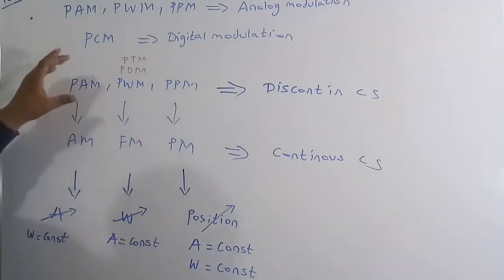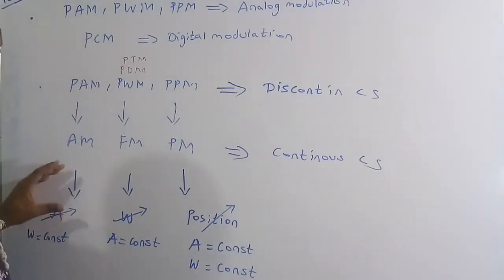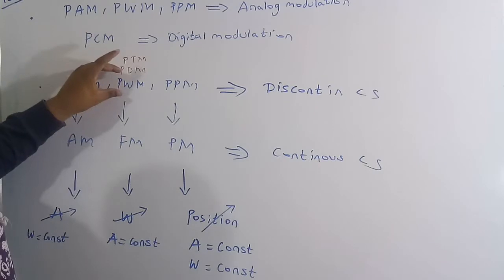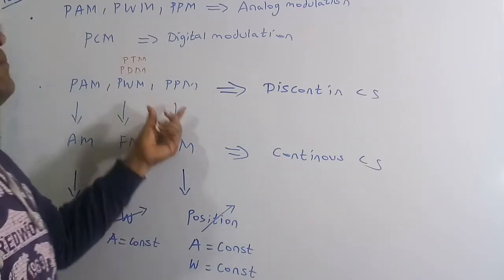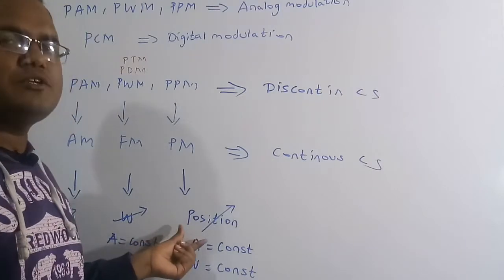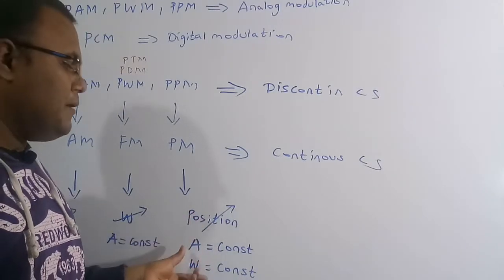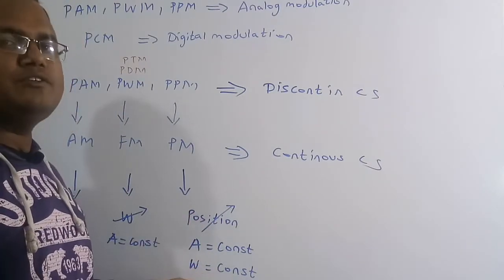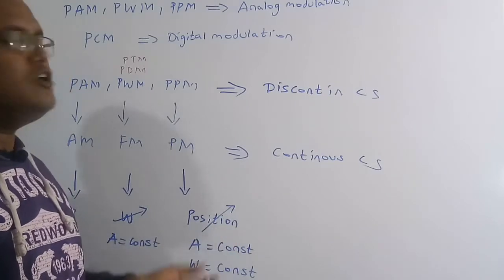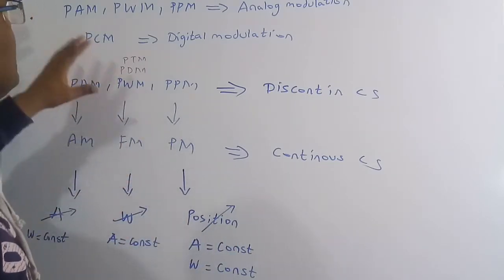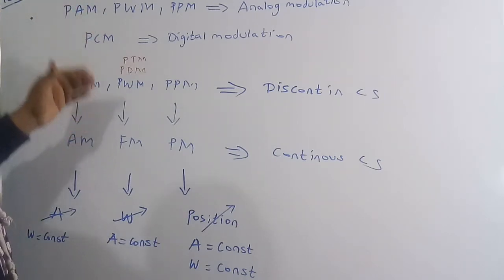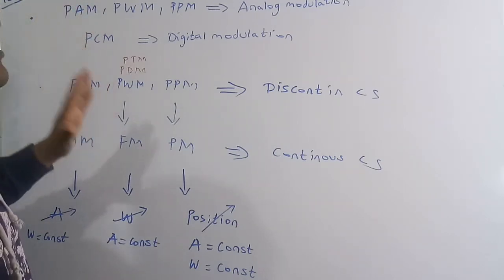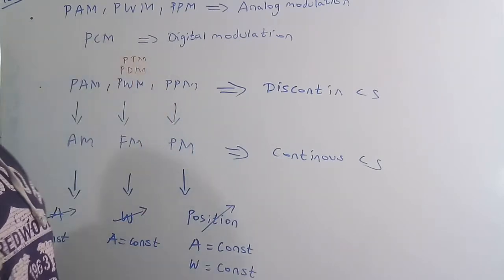Therefore, in PAM we change only the amplitude part, and in PWM we change only the width part, but the amplitude part is constant. In PPM we change only the position with respect to the instantaneous message signal, but the amplitude and the width remain constant for each and every pulse. So this is all about the difference. We can say statement 1 is correct and statement 2 is also correct, but statement 2 is independent of statement 1. So it is not a correct explanation of statement 1.